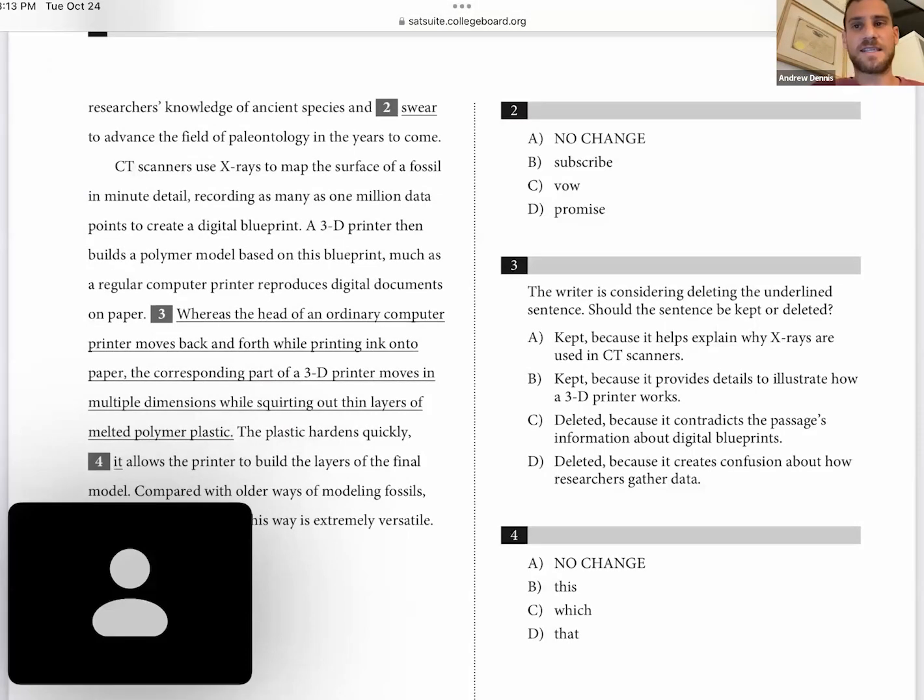Okay. CT scanners use X-rays to map the surface of a fossil in minute detail, recording as many as 1 million data points to create a digital blueprint. A 3D printer then builds a polymer model, we could just say a P model, based on this blueprint, much as a regular computer printer reproduces digital documents on paper. So the writer is considering deleting the underlined sentence. So should we keep this next sentence?